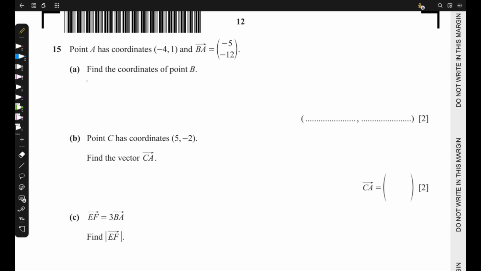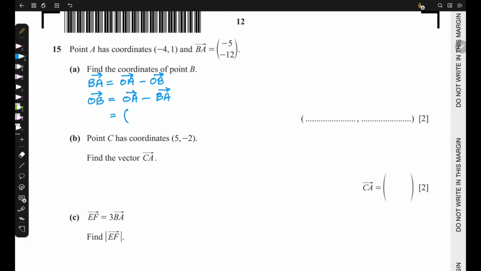So we will use the information BA. As we know, BA can be written as OA minus OB. So if we make OB the subject, because we have to find out the point B, I'll get OA minus BA. Let's substitute the values. OA is minus 4, 1.